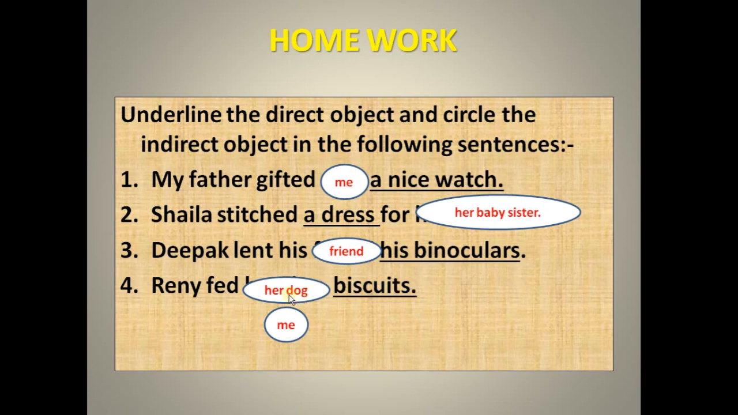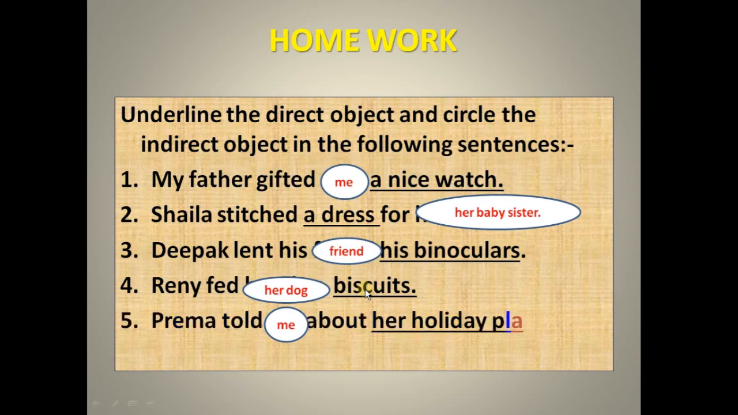Now the next one: Rani fed her dog biscuits. Rani fed whom? Her dog. So her dog is the indirect object, and biscuits is our direct object. On the last one: Prema told me about her holiday plans. Prema told whom? Prema told me. So me is the indirect object. And about what? Her holiday plans. That's why this is our direct object.